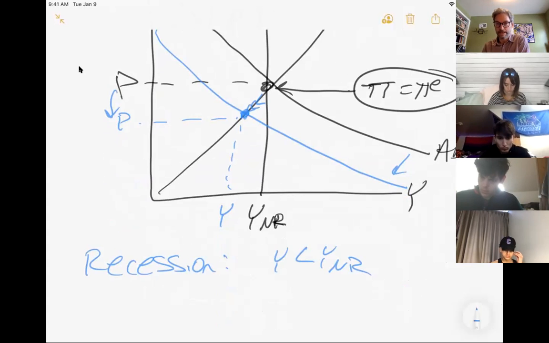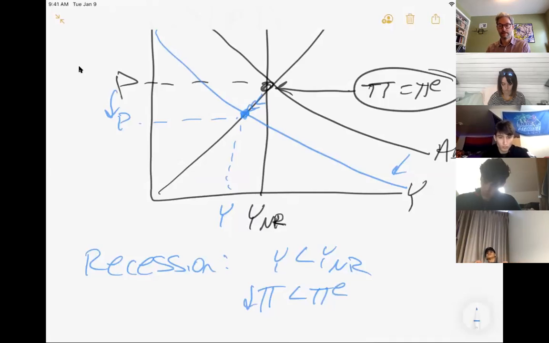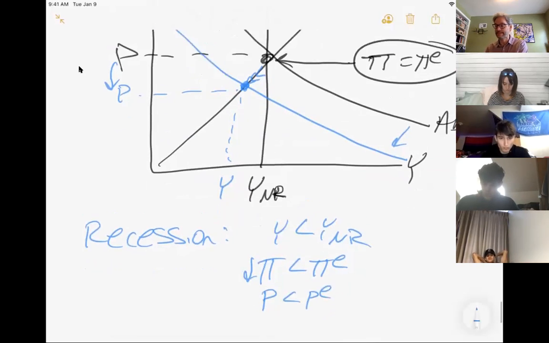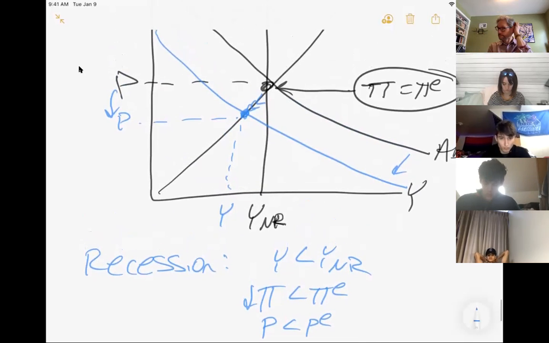Also, though, note something less obvious has happened. What's happened to actual inflation? Actual inflation fell, but expected inflation has not fallen. So we're actually in a situation where actual inflation is lower than expected inflation, and the actual price level is less than the expected price level, because the actual price level went down, but the expected price level didn't change.